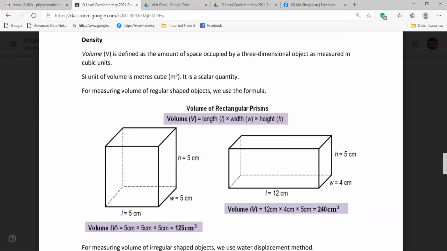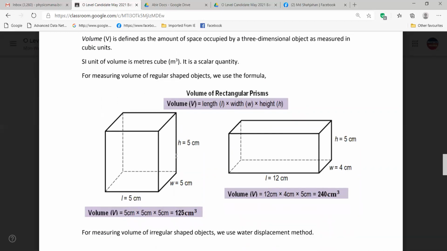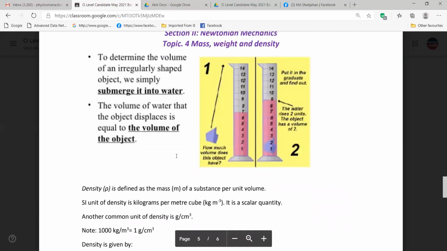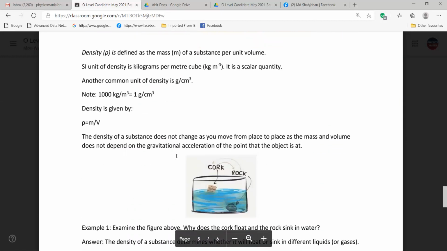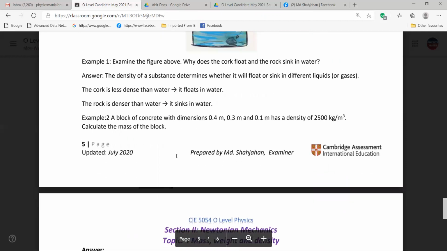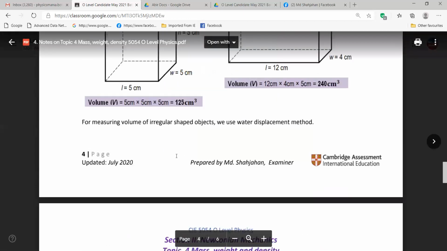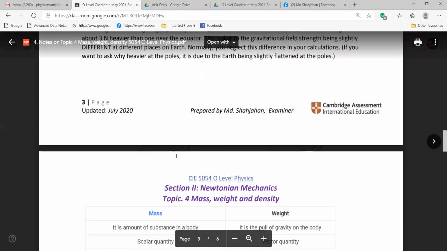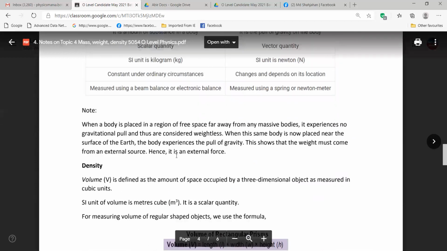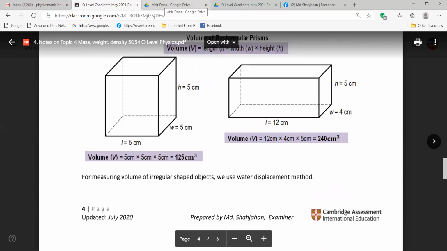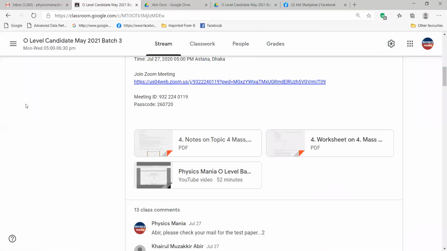And here we gave some examples: how to measure the density of regular shaped object, how to measure the density of irregular shaped object. You understood them, right? Do you think it is difficult? No. You just go through, it is a small note, only 6 pages, and you have to solve this. You are already done with the notes, right? So you can solve it now.